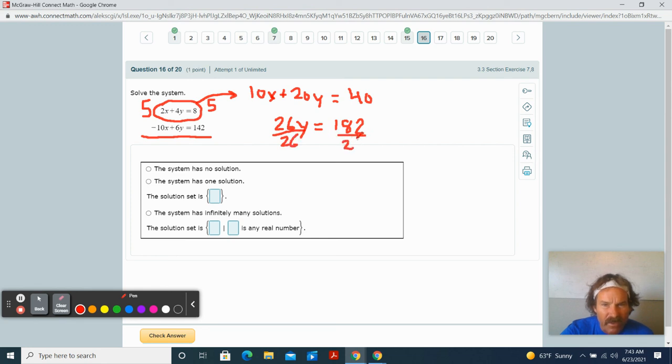I'm going to use the calculator on my cell phone that's in my pocket. So I'm going to take 182 and divide by 26. And I get 7. So I know that y is equal to 7. Well, if y is equal to 7, I still have to find out what x is. I have two equations. The top equation is easier than the bottom.